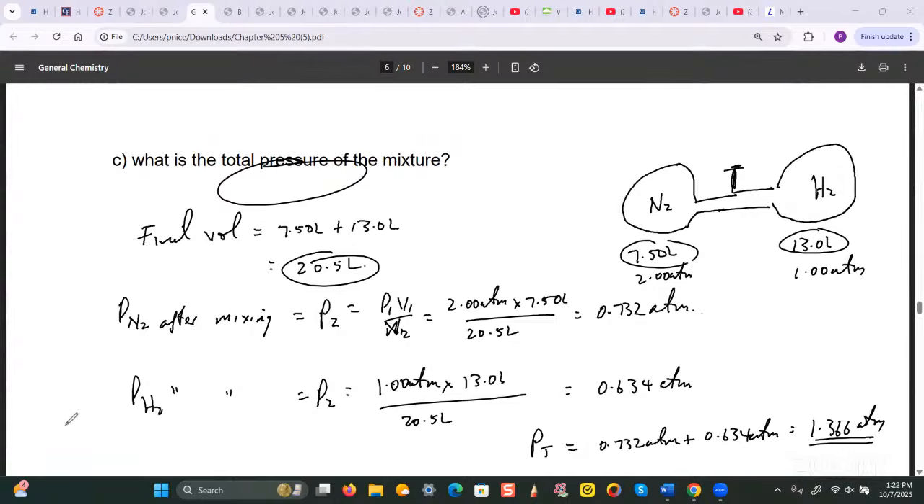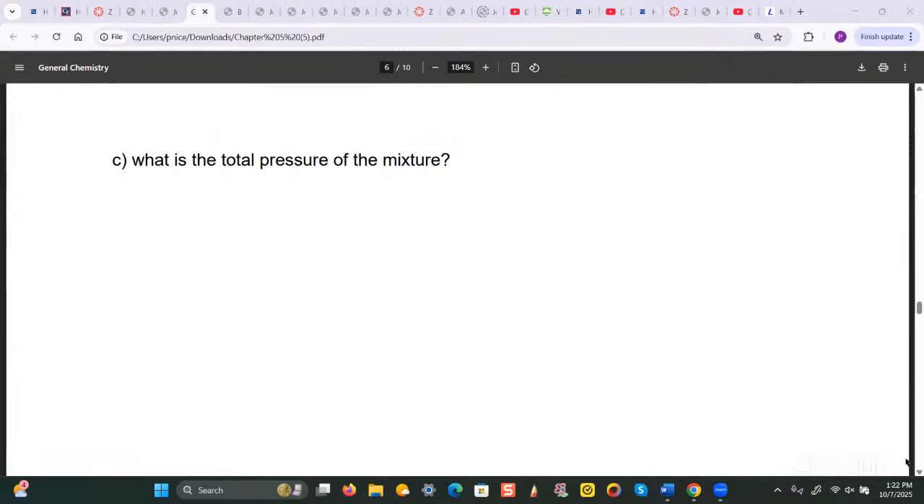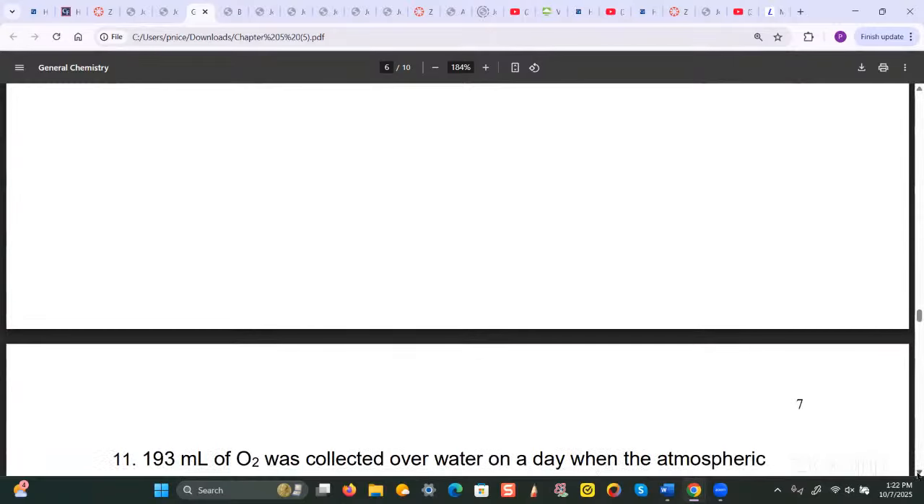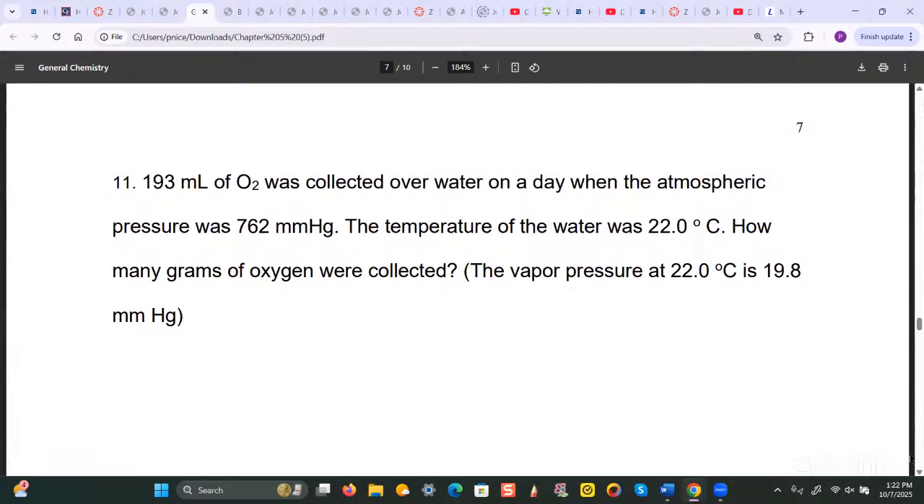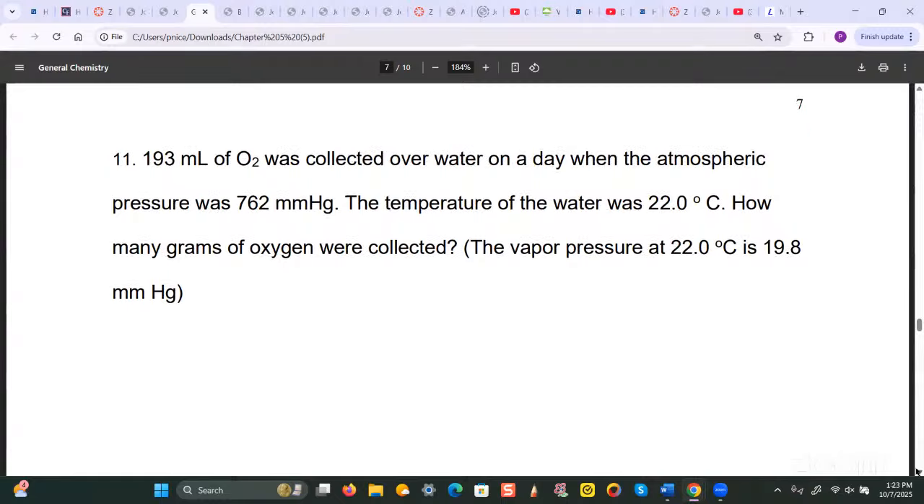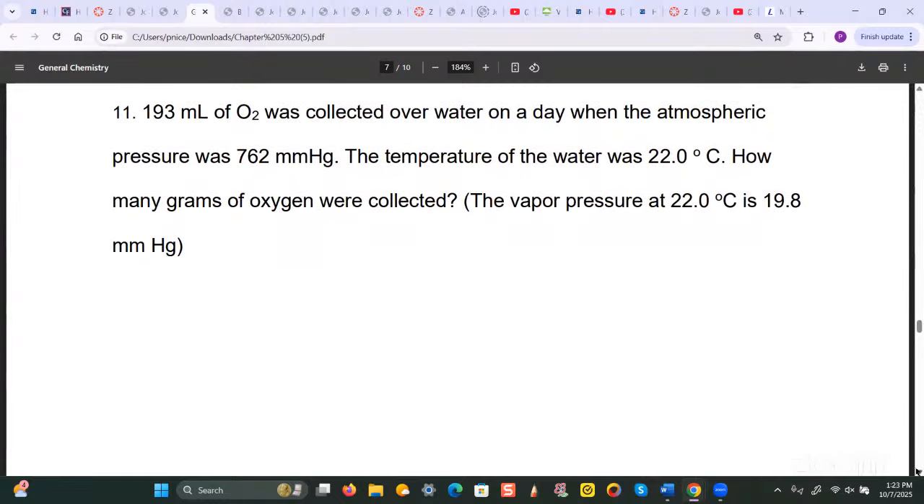Let me clear this, and scroll down. Let's see what's next. Oh, now this one is dealing with collecting a gas over water. Right? What's the equation that we derived when it comes to that type of situation? Can anybody tell me? When you're collecting a gas over water, there's an equation that we derived which is applicable to that situation.